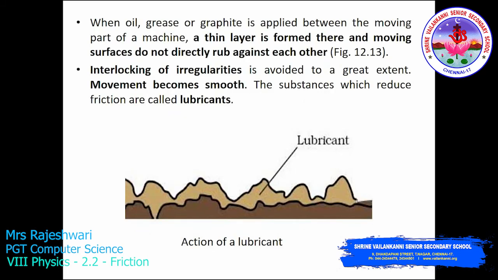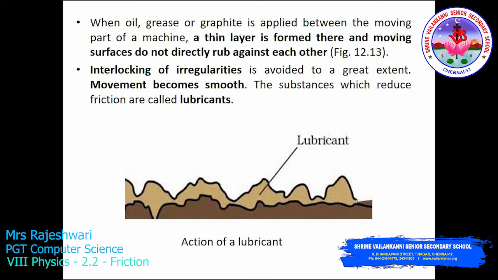So you can try this activity at home and post pics regarding this. See here, when oil or grease or graphite is applied between the moving parts of a machine, for example, you oil the chain of your bicycle. If you take it to the mechanic shop, they will oil the chain of the bicycle. So when they oil it, what will happen? You will not hear sounds when you ride the bicycle, and your bicycle will tend to move very smoothly because of the thin layer which is formed between the moving parts of your bicycle.